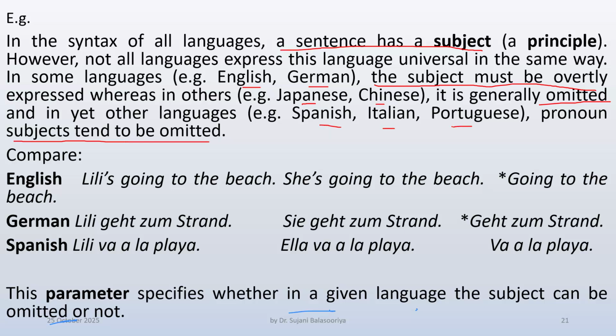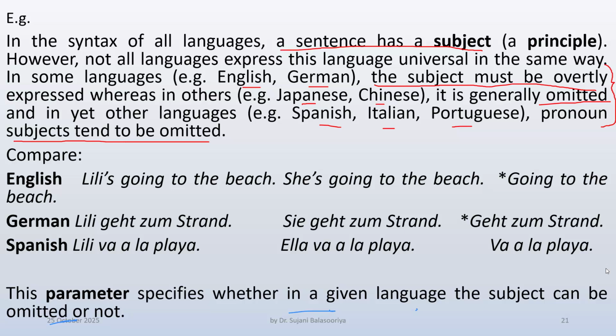Now, even without understanding these languages, I hope you can understand what the point is. What do you mean by these three ways then? These three different ways of using the subject are what you mean by parameters. The principle is having a subject: a sentence has a subject. But how a sentence has a subject is different from one language to another language. And that is what you mean by parameters. Now you can understand it with some examples here.